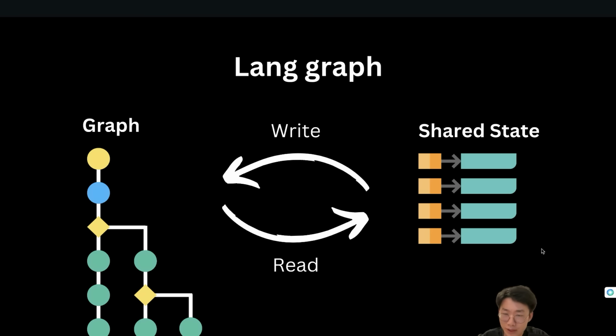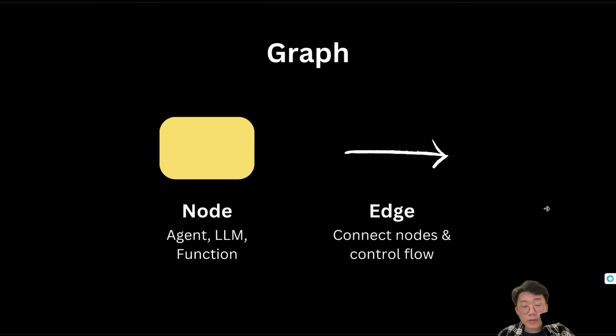Now let's get back to what LangGraph is and how you can use it. So firstly, let's talk about the key components of a graph. There are two key components. One is called a node, and each node you can think of as a specific step in your workflow. It can be either a large language model call or a specific function you can call, or it can even be an agent. And the second concept is edge. Edge is basically a connection between different nodes that you can use to control the flow.